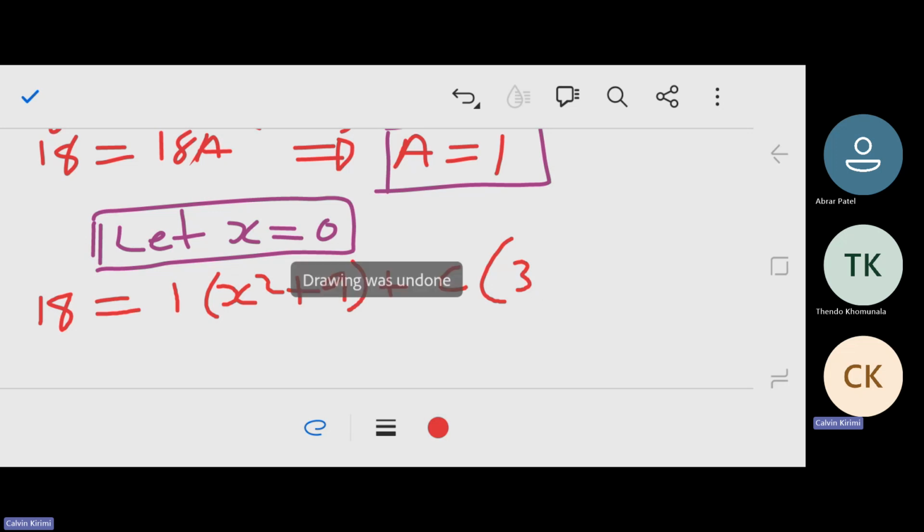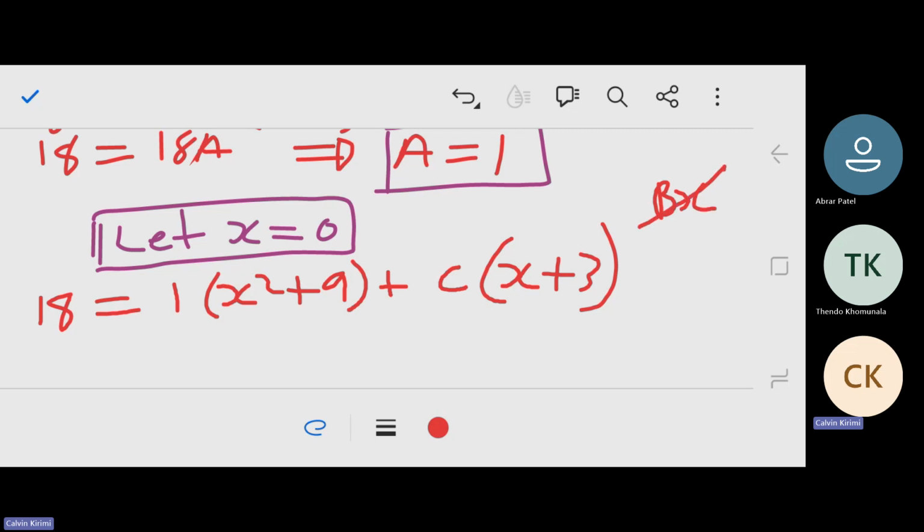But we can put it there and say x plus 3, something like that. So it's x plus 3. Okay, because x is 0, so b vanishes. So bx, if x is 0, bx vanishes, becomes 0, because of the situation x is equal to 0.